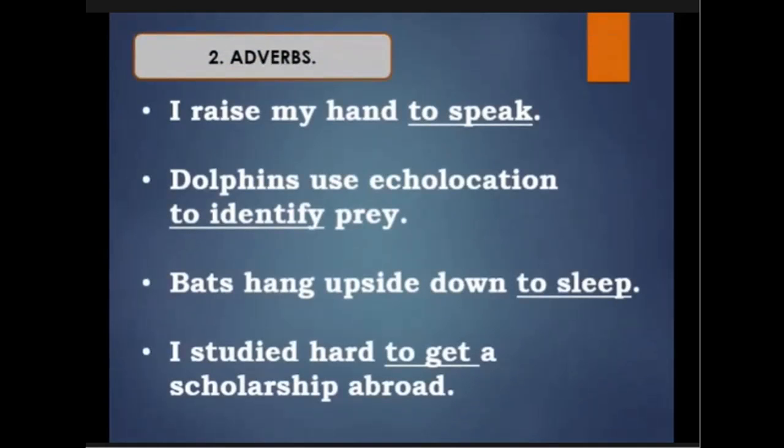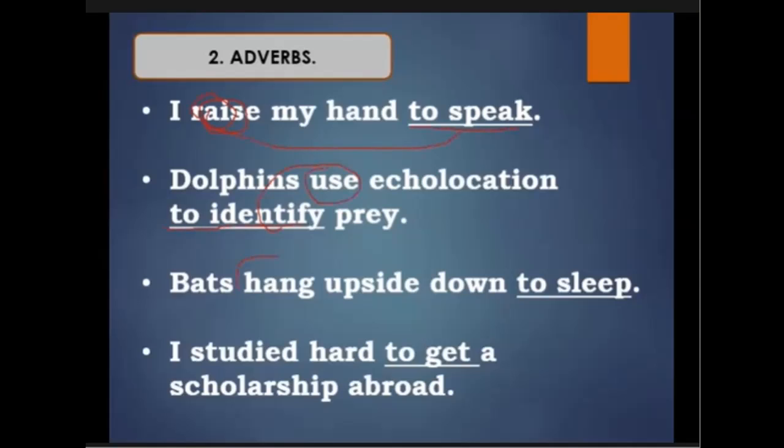So, I raised my hand. The question you have to ask yourself is why I raised my hand: to speak. I raised it because I wanted to speak. Dolphins use echolocation to identify prey.